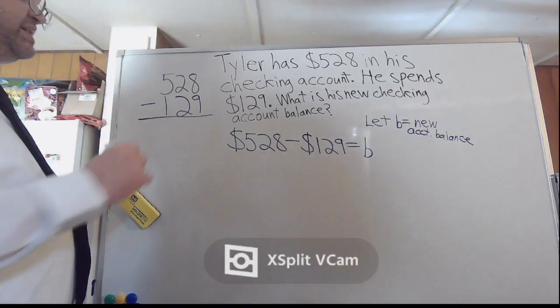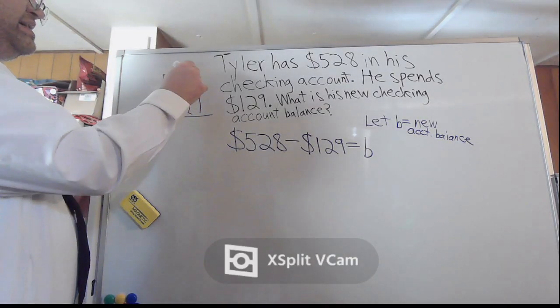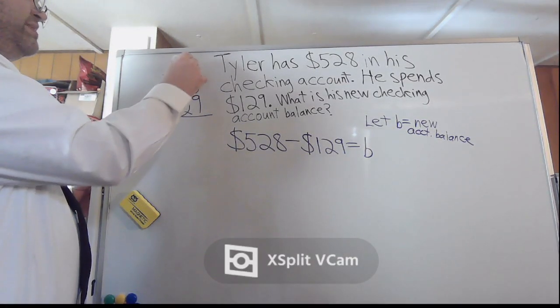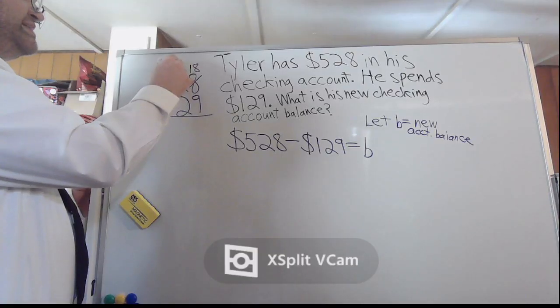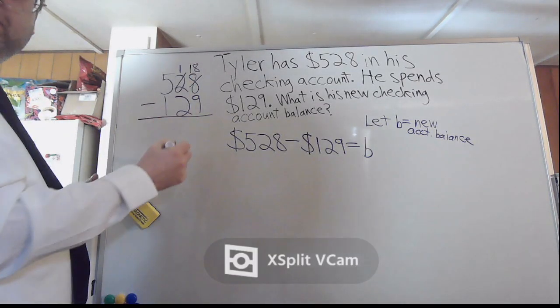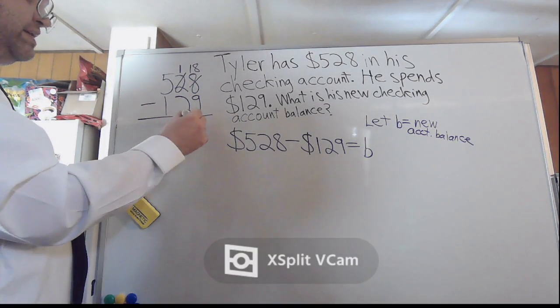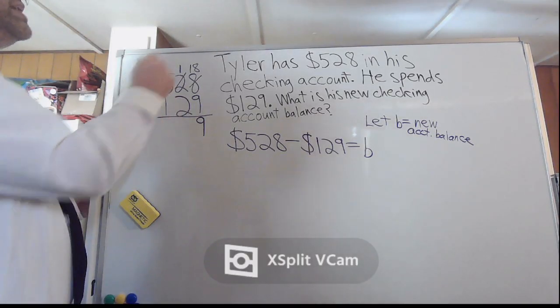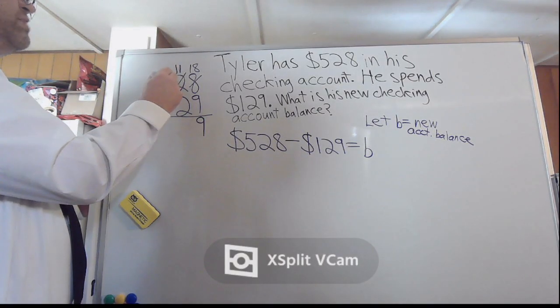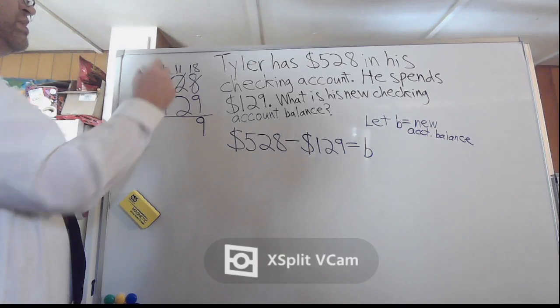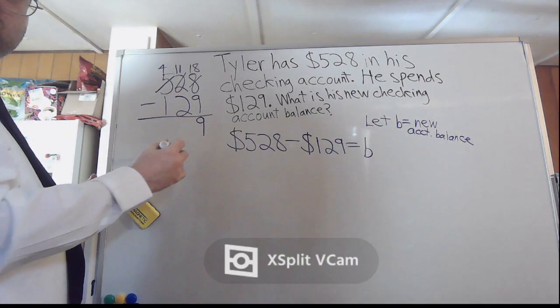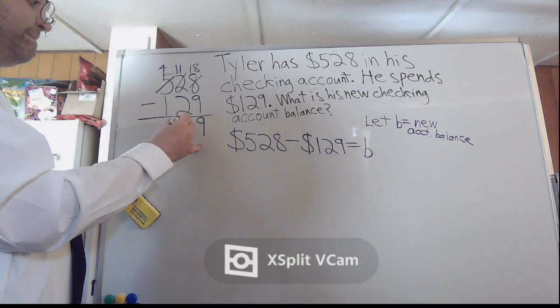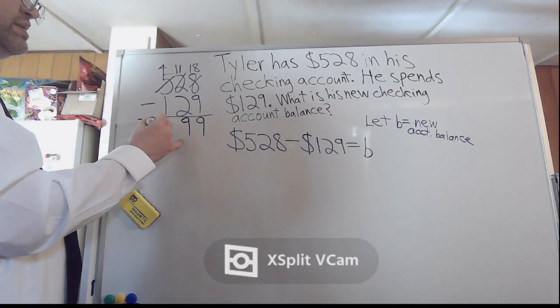Working that out on the side, we cannot do 8 minus 9. We can do 18 minus 9. We have to borrow 1 from the 2, which makes that a 1. So what's 18 minus 9? That's going to be 9. Well, we can't do 1 minus 2, but we could do 11 minus 2 and take 1 from the 5, make that a 4. What's 11 minus 2? Well, that's also 9. Then what's 4 minus 1? That's 3.